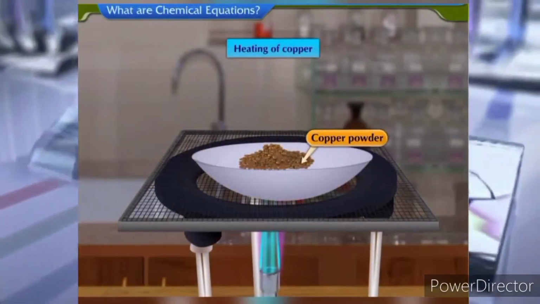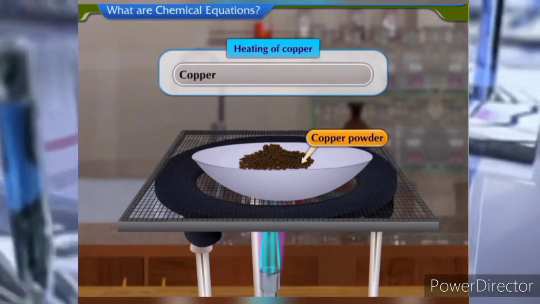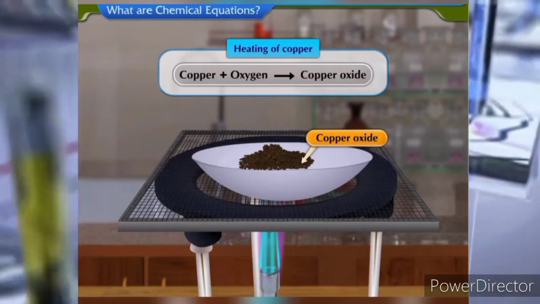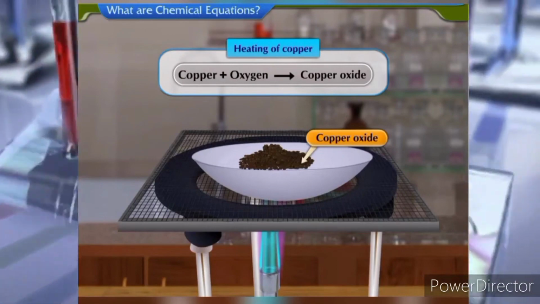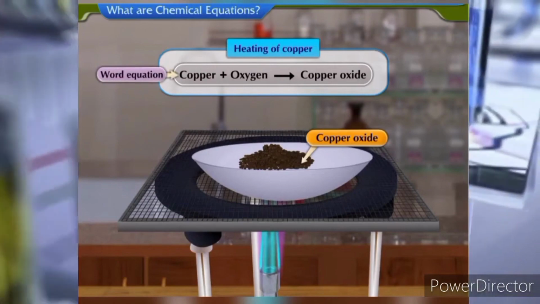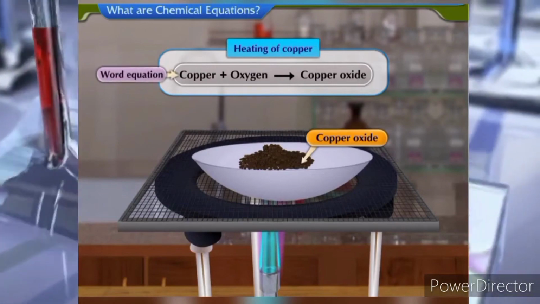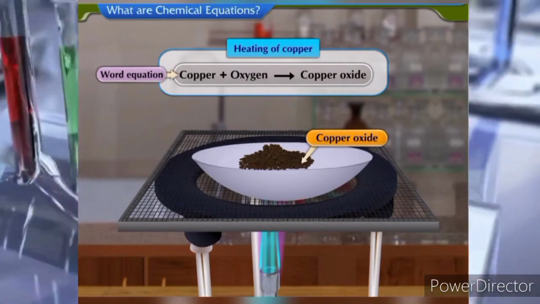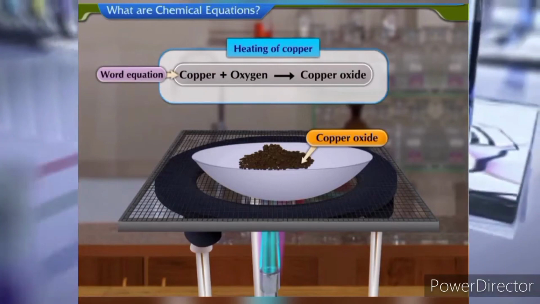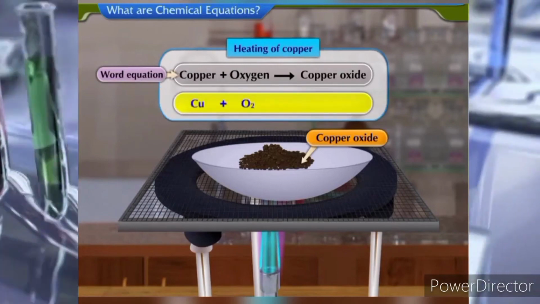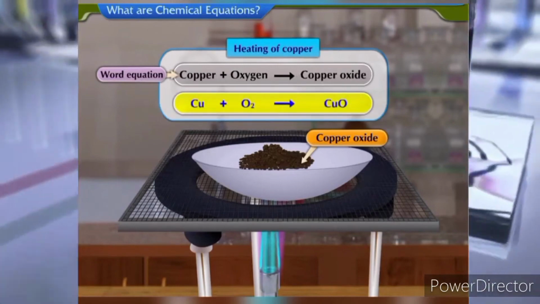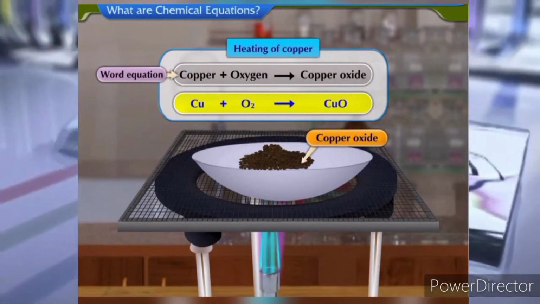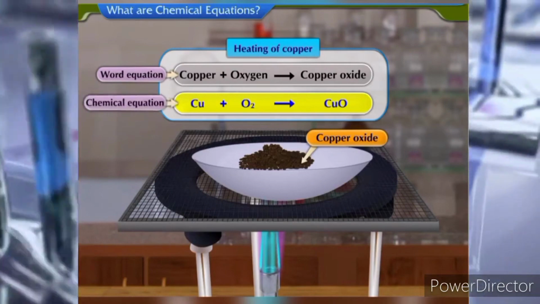Heating of copper can be represented as copper plus oxygen gives copper oxide. This simple form of representing reactions in words is called a word equation. We can make this word equation more precise and concise by using the chemical formulae. We can represent heating of copper as Cu + O2 gives CuO. The representation of a chemical reaction with the help of chemical formulae is called a chemical equation.